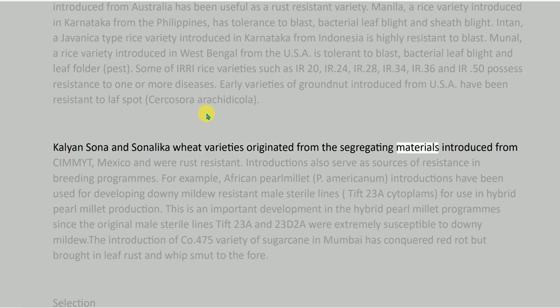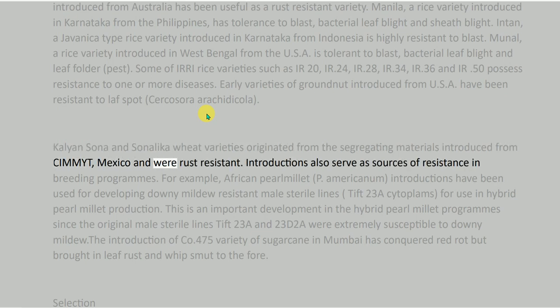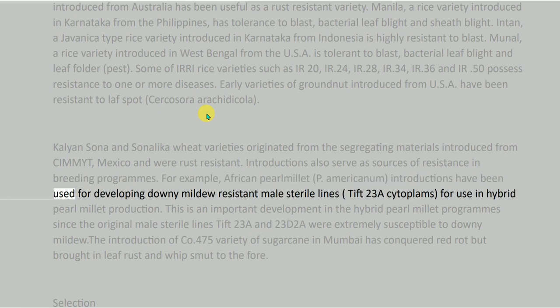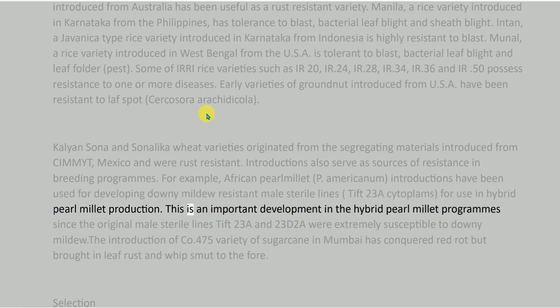Introductions also serve as sources of resistance in breeding programs. For example, African pearl millet, P. americanum, introductions have been used for developing downy mildew-resistant male sterile lines, Tift 23A, for use in hybrid pearl millet production. This is an important development in the hybrid pearl millet programs since the original male sterile lines Tift 23A and 23D2 were extremely susceptible to downy mildew.